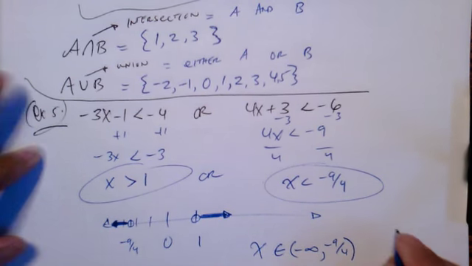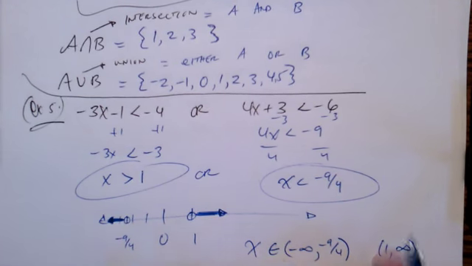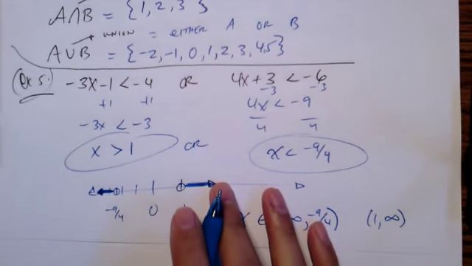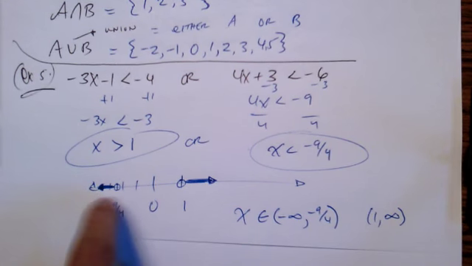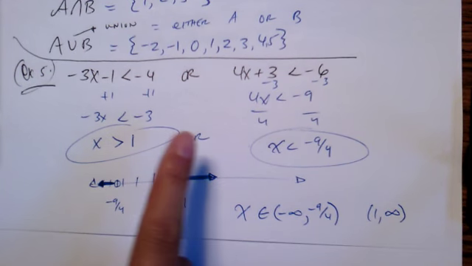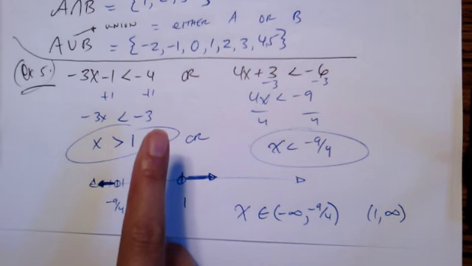Okay. And then for this one right here, it's going to be open at 1, going into positive infinity right here. Now I left this part blank because I want you guys to think. It's either on this side or this side. I want to put either intersection or union.